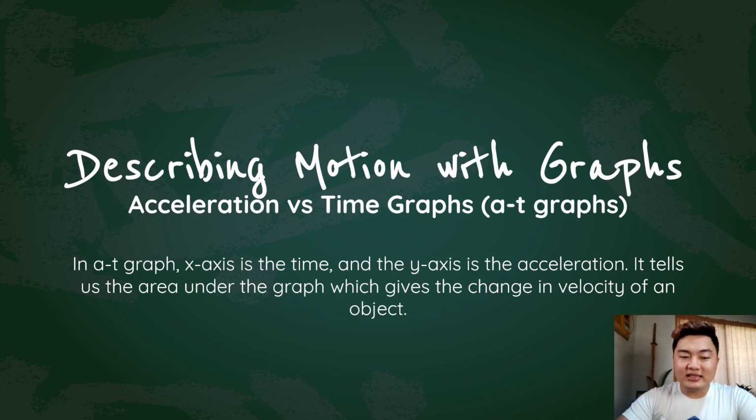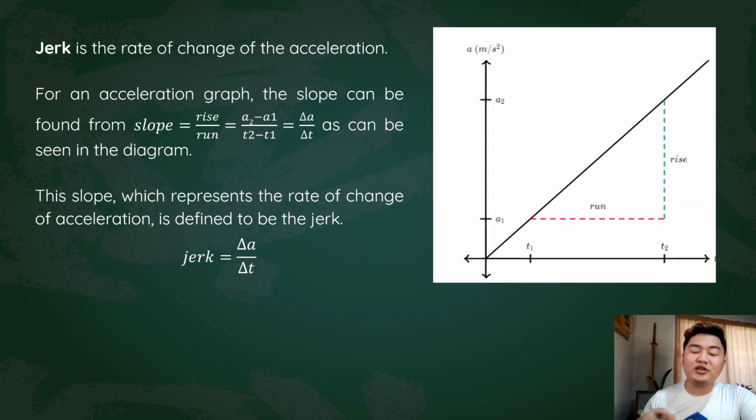Now, the area under the graph in an AT graph gives us the quantity known as the change in velocity of the object. With regards to the slope of the graph in an AT graph, there's a quantity that can also be extracted from it, which is known as jerk. So jerk is the rate of change of acceleration, meaning it's how acceleration has changed throughout the motion of an object.